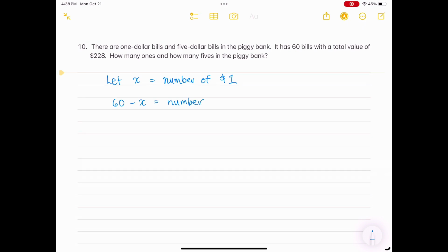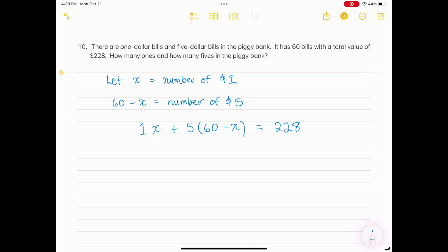The value of the $1 bills would be 1 times x. And the value of the $5 bills would be 60 minus x, or the number of $5 bills, times 5. So the equation would look like 1 times x plus 5 times 60 minus x equals $228, or 228. Now we just need to solve for x by simplifying the equation.